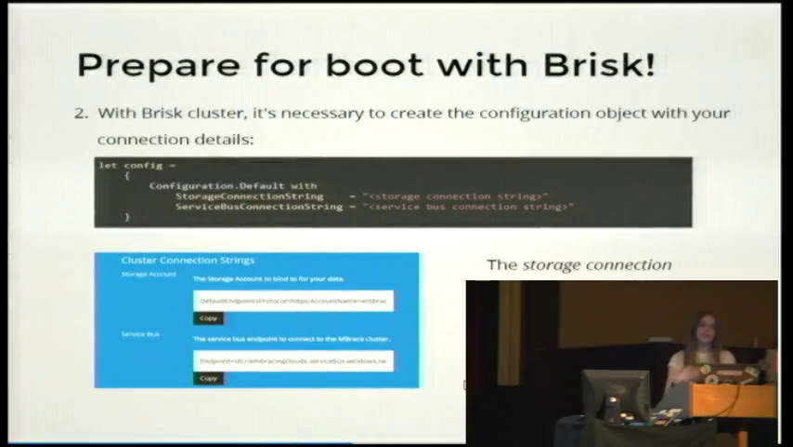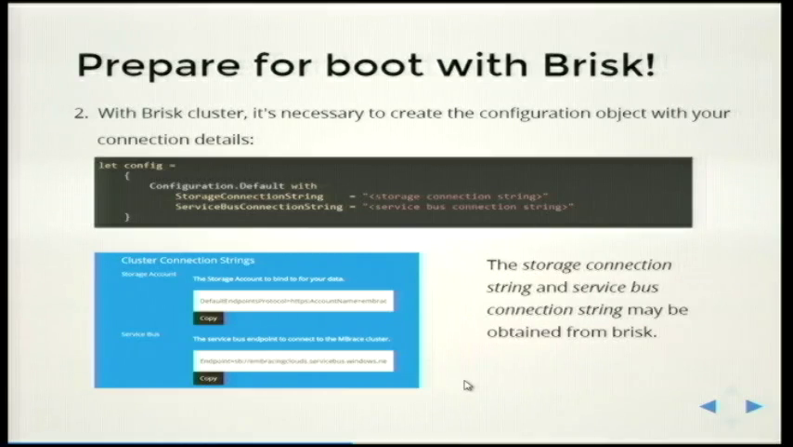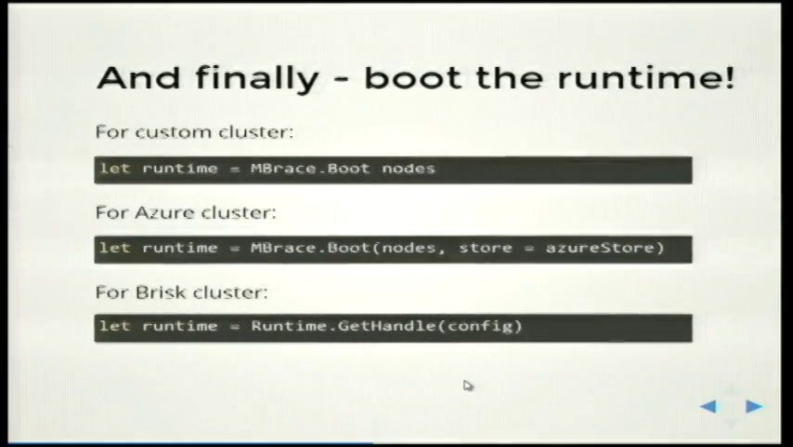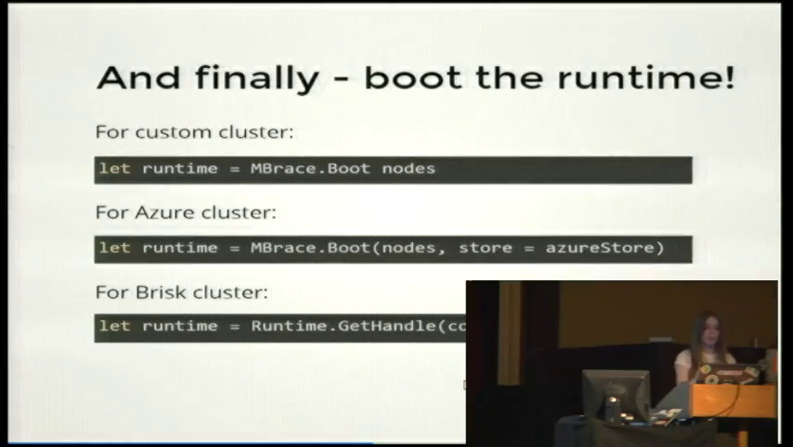After we prepare the settings, we need to boot our runtime. Using Brisk, we just copy the settings from the configuration page on the Brisk website and paste them into the config object in our client. It's pretty simple. So to boot the runtime, we just call boot for the nodes array we created earlier. Using Brisk, we just call runtime handle.